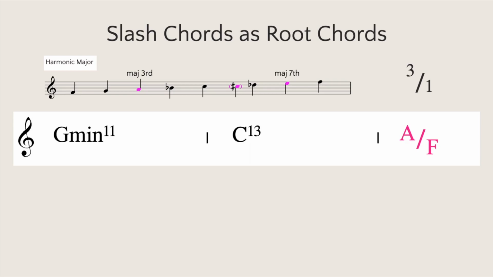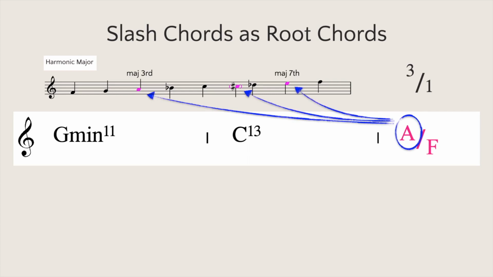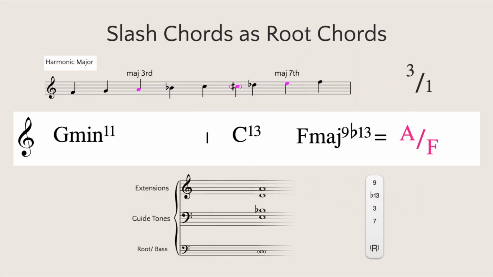With a bit of creative enharmonic changes, you can see that the scale contains a major triad starting at the 3rd note of the scale, giving us 3/1. Normally you would spell this chord as F major 9, flat 13. Let's look at how the voicings could work and what it sounds like.